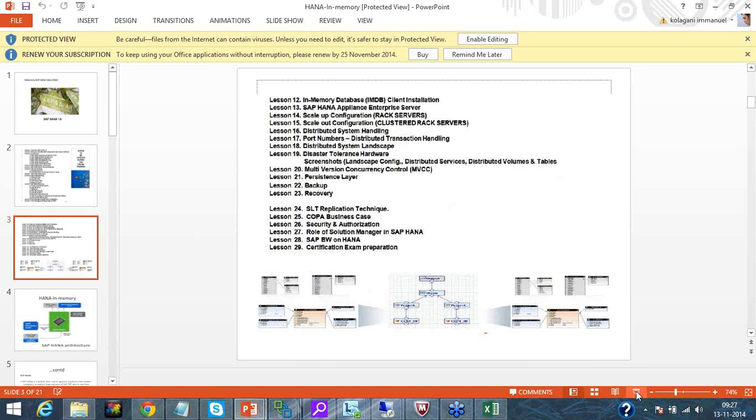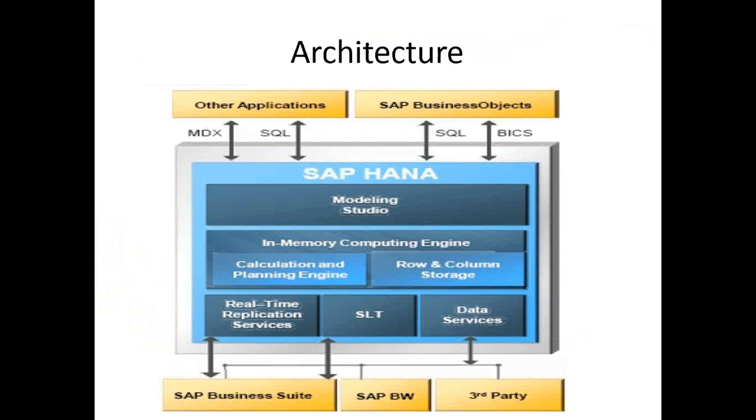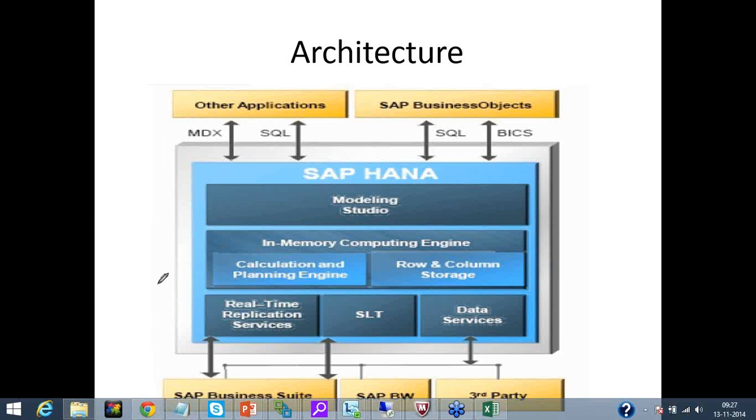Now, SAP HANA, to give you a little idea about the architecture of SAP HANA. The SAP HANA architecture is majorly divided into three major sections. Okay. It's basically a reiteration of what I have told you in there, but it has three layers. The first layer is the data provisioning layer. Okay. Then you have the in-memory computing engine. This is layer 2. And then you have the modeling section. This is layer 3. Okay.